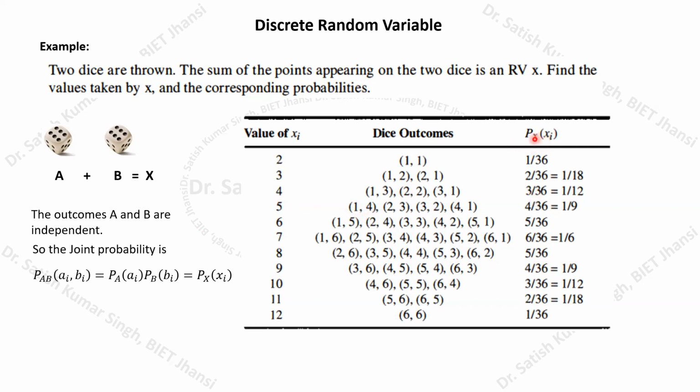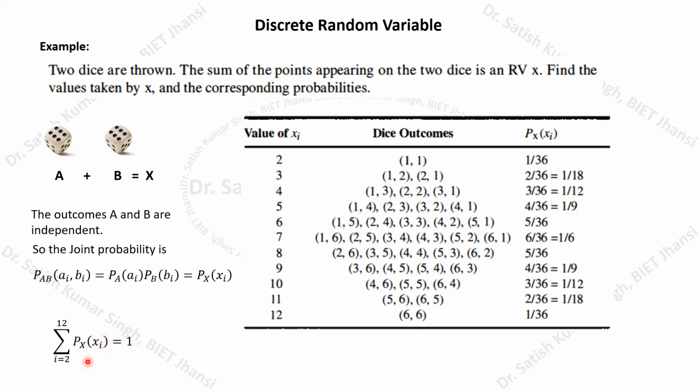This denotes the summation of the two outcomes. Here you can see this is our random variable x. If we sum up all these probabilities, then obviously the summation is going to be equal to 1. You can confirm this from the table, from all these probability values. Here I have written i equals 2 to 12, P_X(x_i).